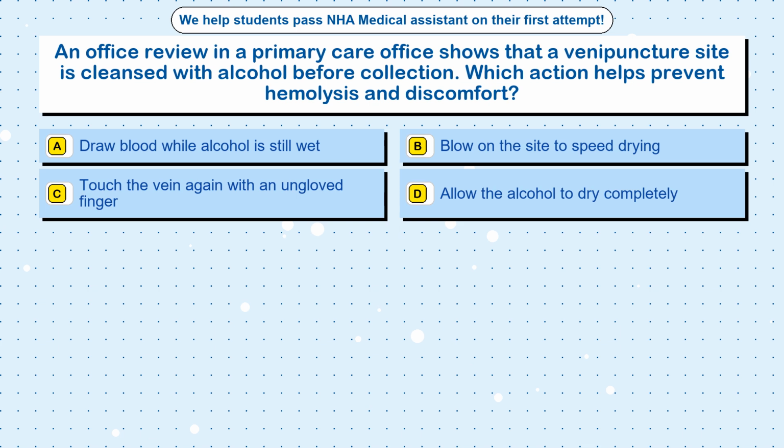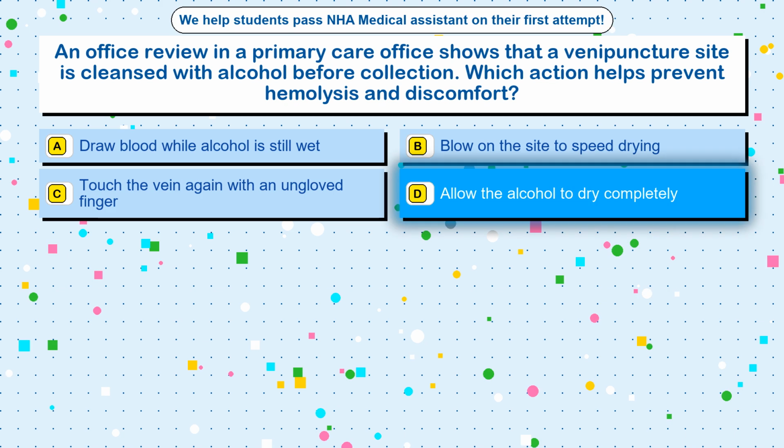Question 45. An office review in a primary care office shows that a venipuncture site is cleansed with alcohol before collection. Which action helps prevent hemolysis and discomfort? Option A. Draw blood while alcohol is still wet. Option B. Blow on the site to speed drying. Option C. Touch the vein again with an ungloved finger. Option D. Allow the alcohol to dry completely. The correct answer is option D.